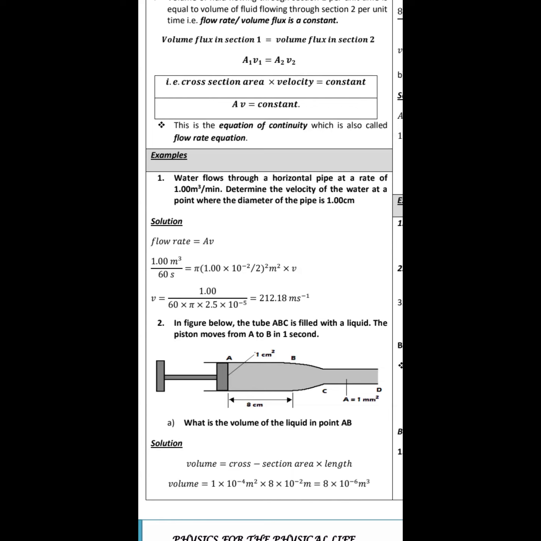We can also use 1 over 10,000 directly multiplied by the length. We have the length to be 8 centimeters. 8 centimeters, we can put multiplied by 8 over 100, or times 10 raised to power negative 2. We get the first answer, the volume of liquid in AB.